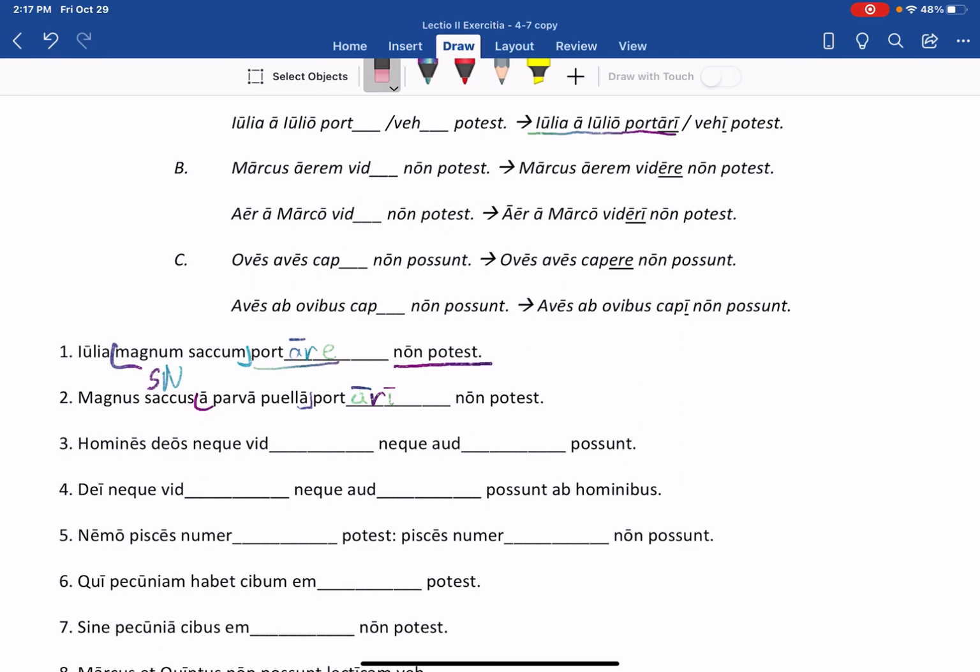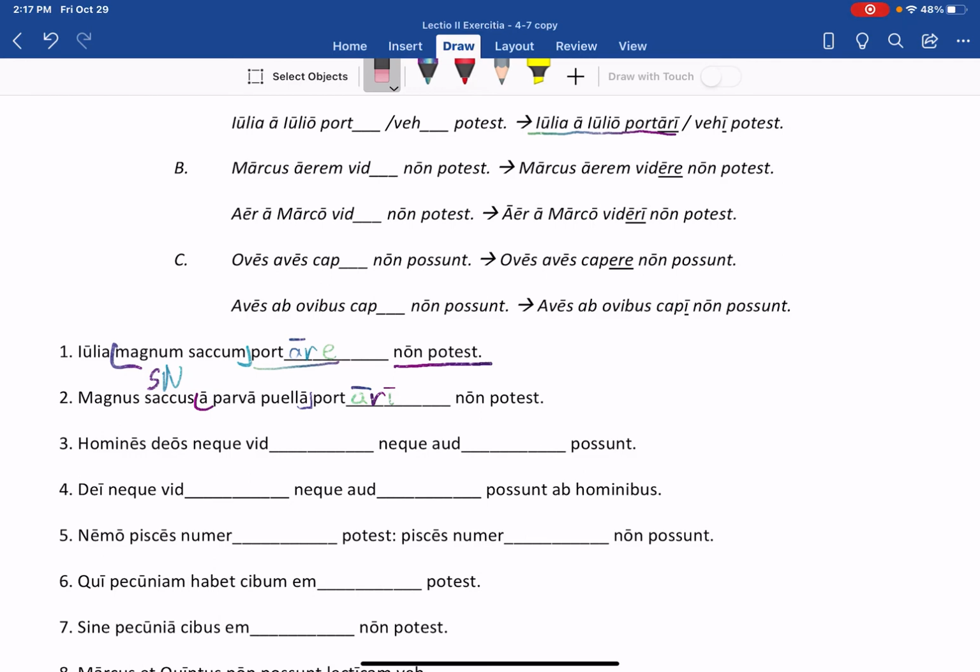What is the sack not able to do? Well, it's actually what is not able to be done to the sack. The sack is not able to be carried by the parva puella. And often when we see a parva puella, that's cueing us that we might have a passive coming, that something is being done by somebody, someone.